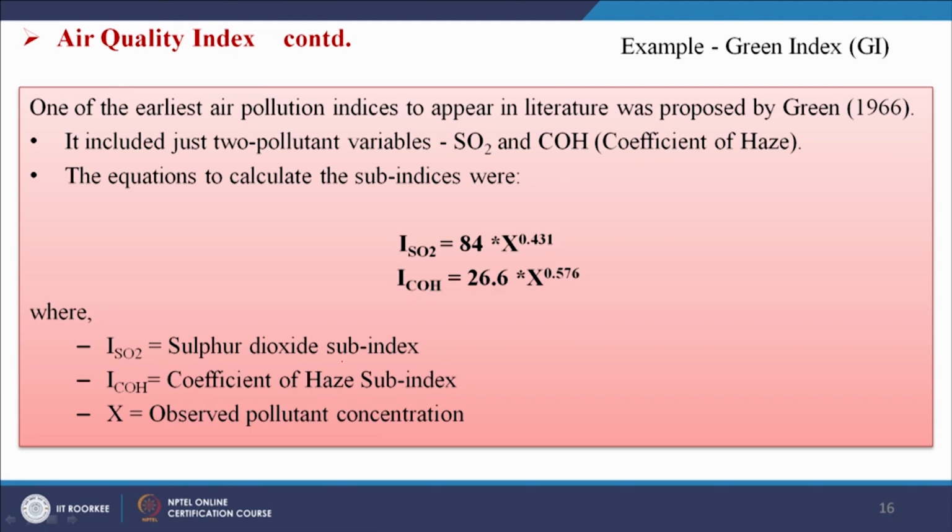So, the Green Index is one of the earliest air pollution indices to appear in literature, and it was proposed by Green in 1966, and it included just two pollutants, that is SO2 and COH. COH is coefficient of haze.